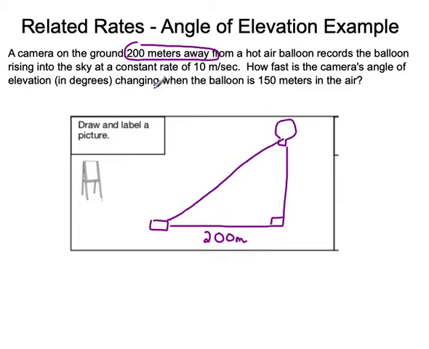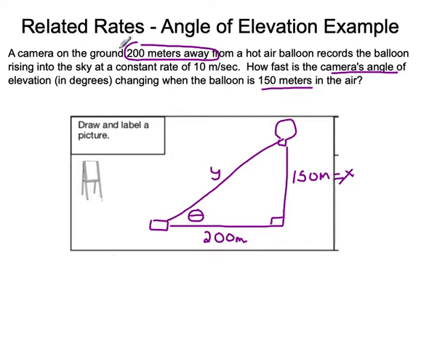So what else do we need to label in the picture? We have the camera. We want to know when the balloon is 150 meters in the air. So this is going to be 150, and we'll let that be our x value. And we don't know at this point what this value is right here. But it also says how fast is the camera's angle of elevation changing. So that means we're going to want to label theta to be our angle. Okay, so we're going to start off every related rates problem with drawing and labeling the picture.